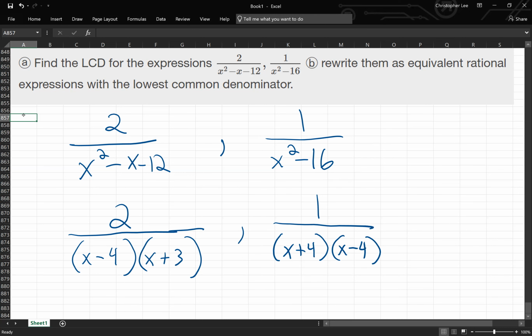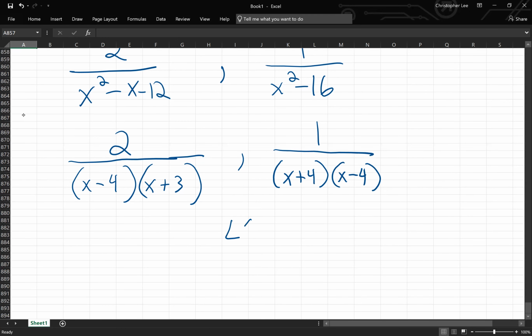That's it, right? LCD then? What's that going to be? x minus 3, no. x plus 3. What else? Very good. Just like that.